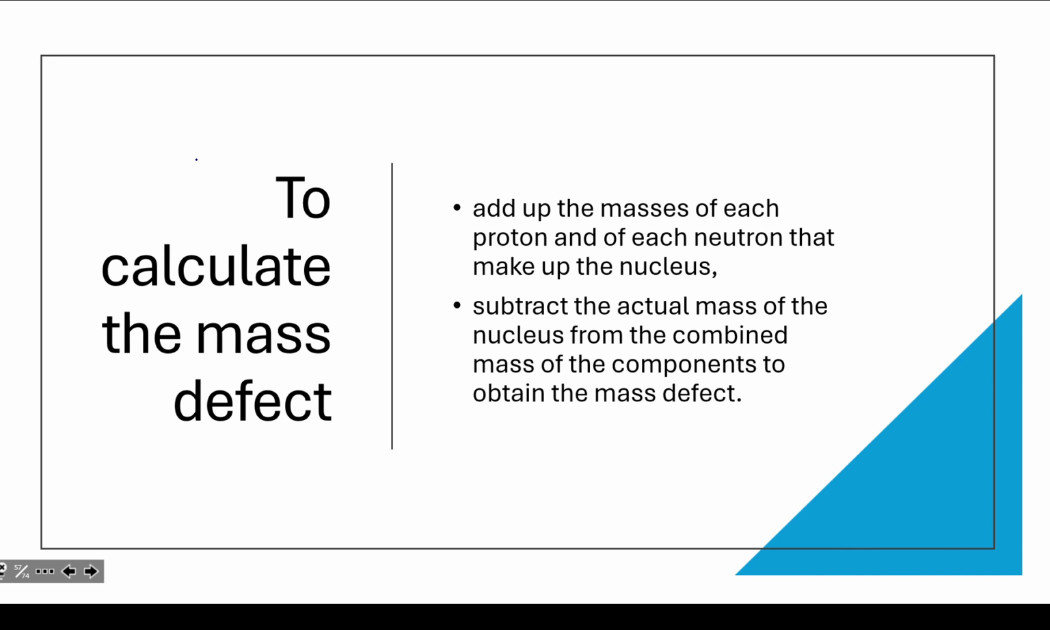So to calculate the mass defect, as I said, we're going to add up the masses of each proton and each neutron that makes up the nucleus, and then we're going to subtract the actual mass from the combined mass.